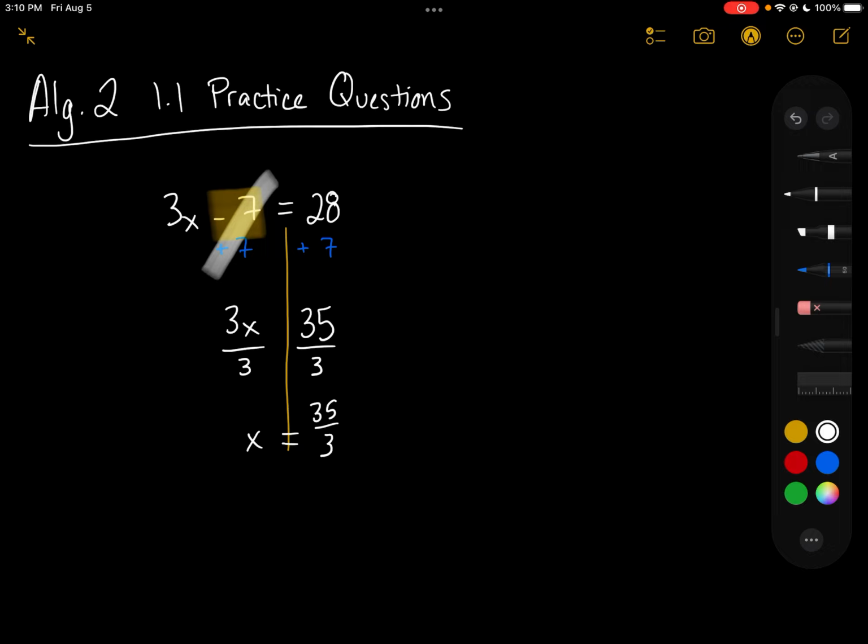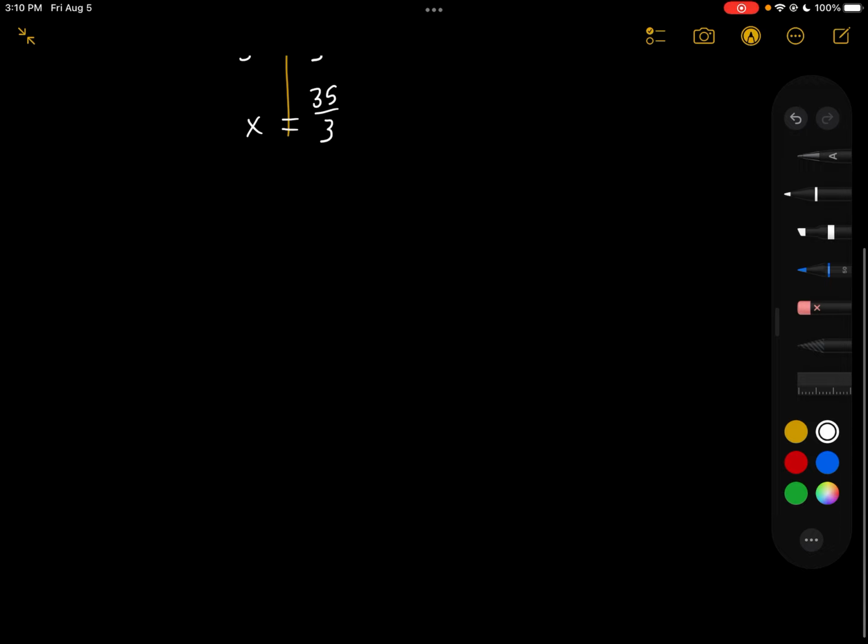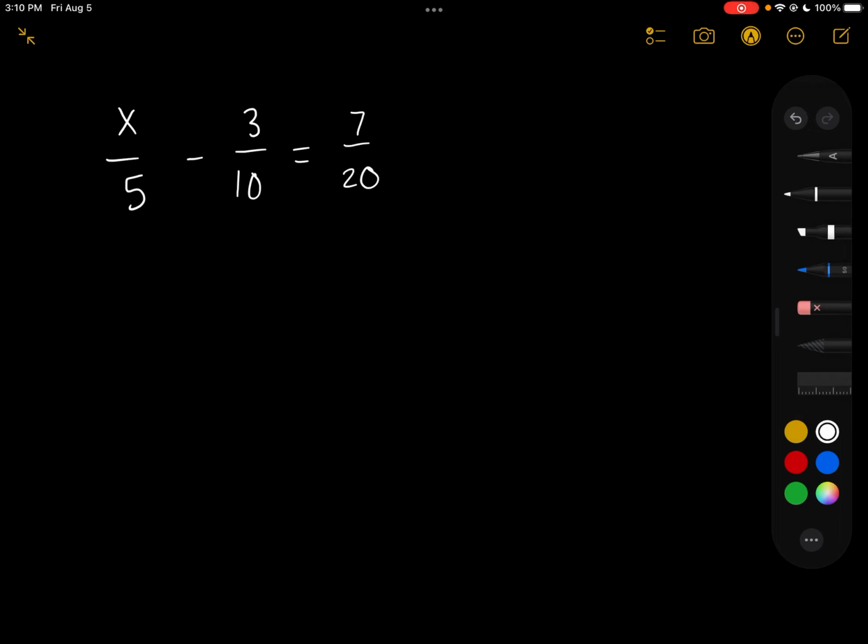All right, a second type of question, and I think probably the most common one that we might get stuck on here would be something along the lines of, let's say, x/5 minus, we'll make this 3/10 is equal to, I don't know, let's say 7/20. So the principles and the setup of all of this is exactly the same, and there's probably like 4 different ways to do this question.